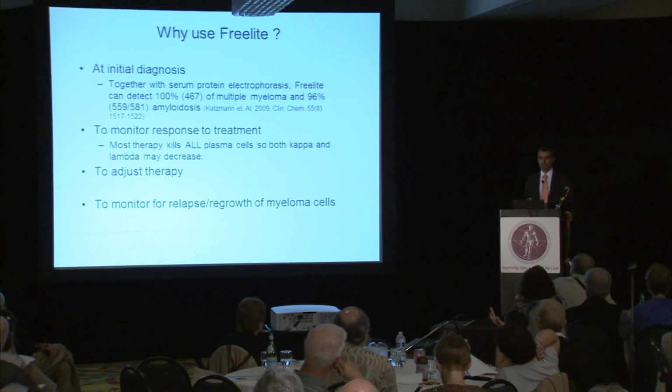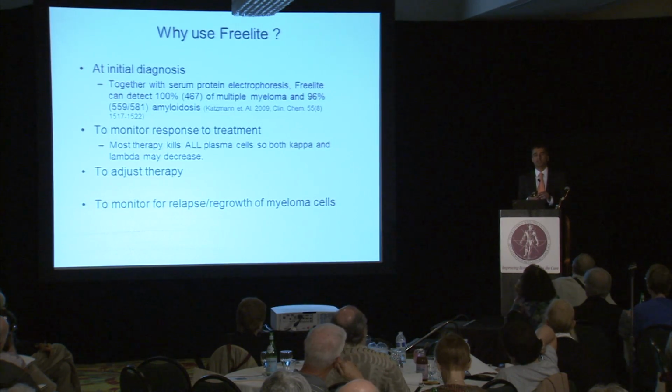The question was, what is amyloidosis? Amyloidosis is another plasma cell disorder where the light chains that are being produced by the plasma cell actually precipitate. They aggregate and form clumps, and then they get deposited in the kidney and cause kidney damage, or in the heart and cause heart damage. It's a much more rare disease than myeloma.